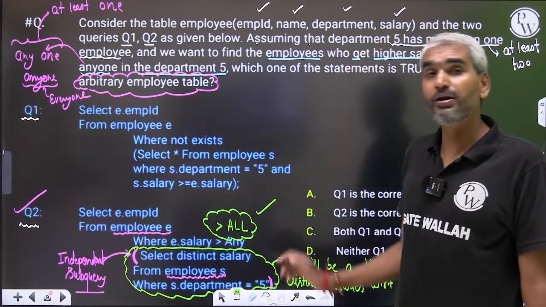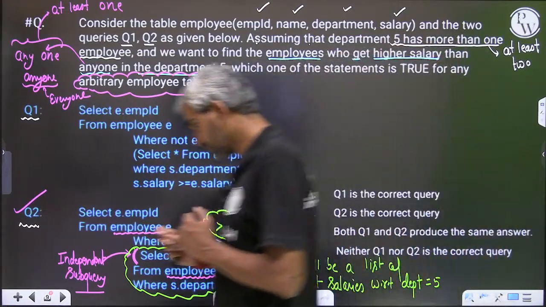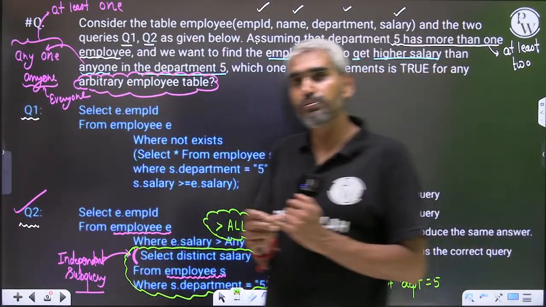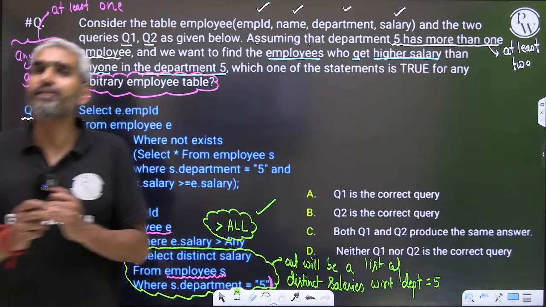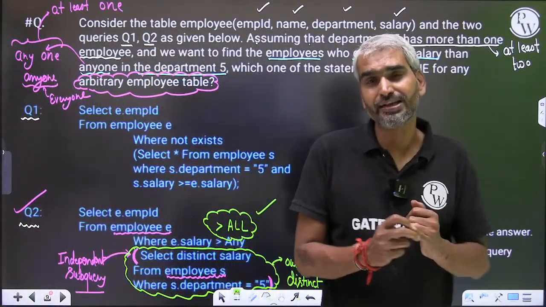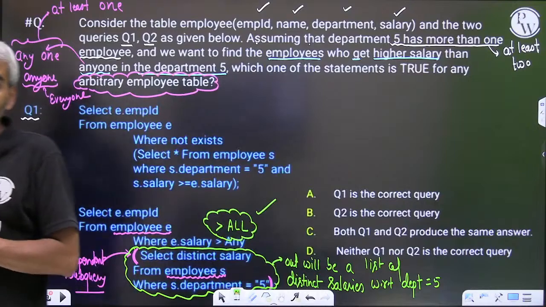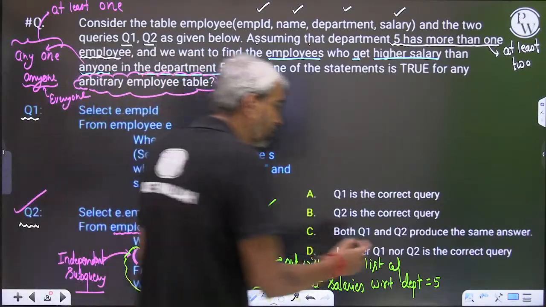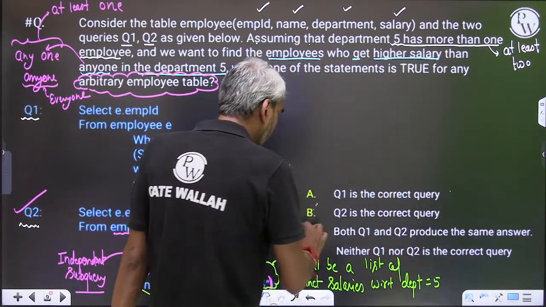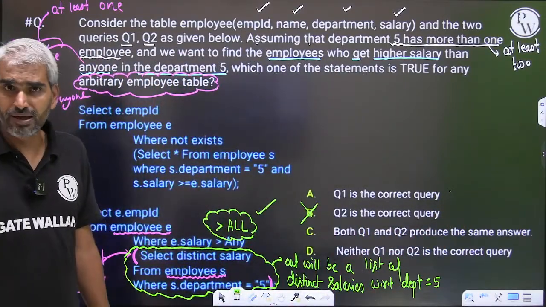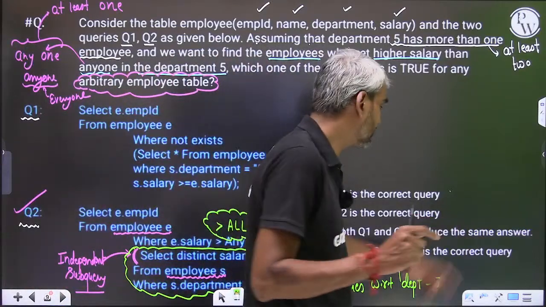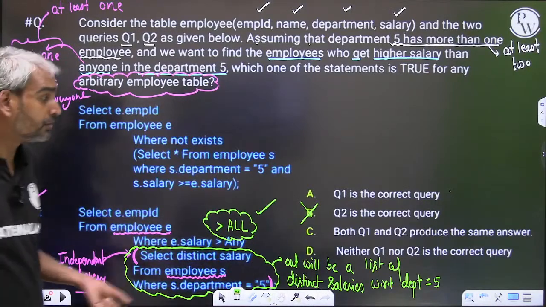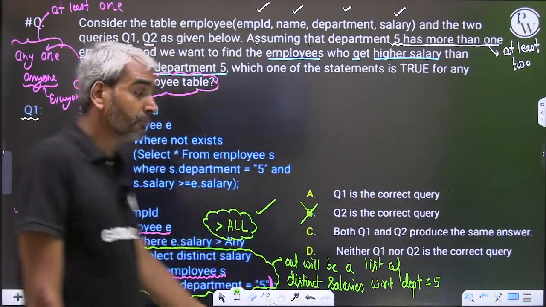So greater than any will be wrong because it will produce the employee ID if the salary of that employee is more than any one of the employees, or if his salary is more than at least one employee of department 5. But we are looking for all the salaries. So Q2 is definitely wrong. So it says that Q1 is the correct query? We don't know. Q2 is the correct query? B is definitely wrong. Both Q1 and Q2 produce the same answer? I don't know whether both Q1 and Q2 will produce the same answer or not, but Q2 is definitely wrong.